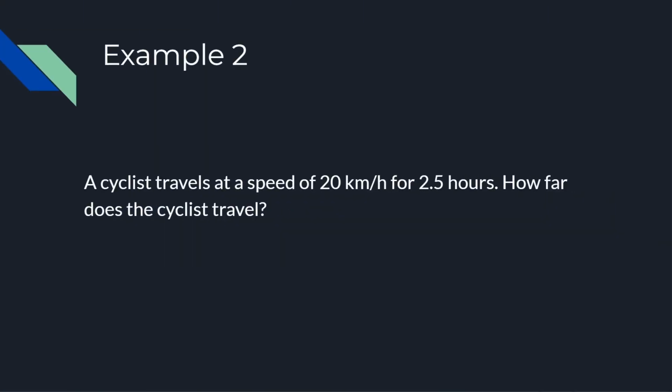Let's look at the second example. A cyclist travels at a speed of 20 kilometers per hour for 2.5 hours. How far does the cyclist travel?